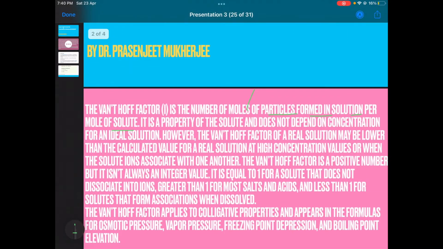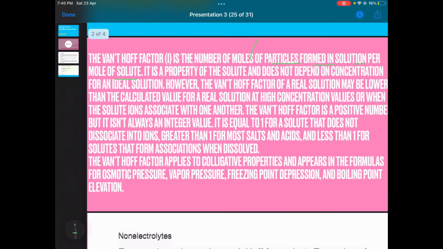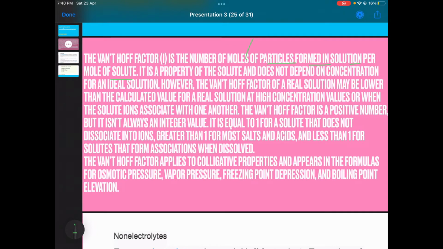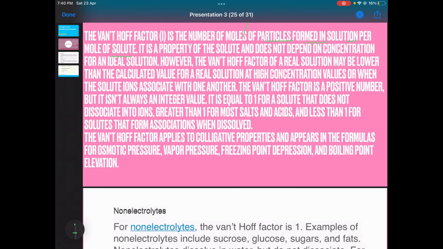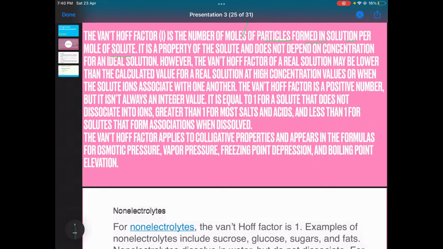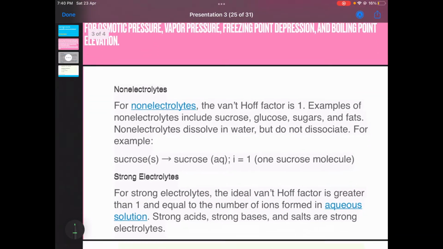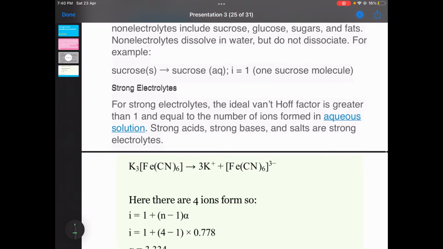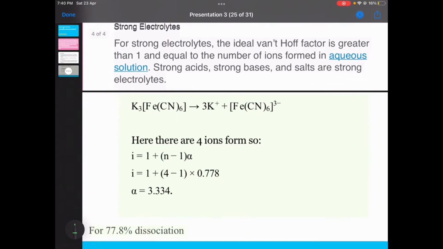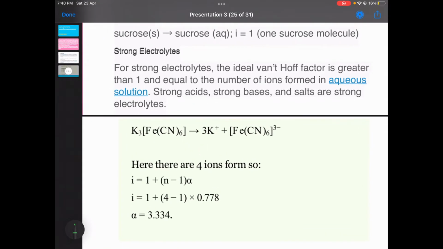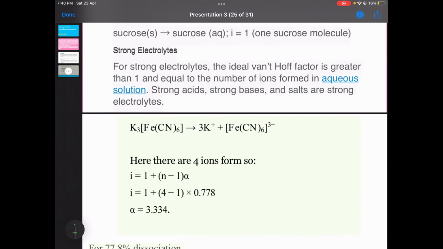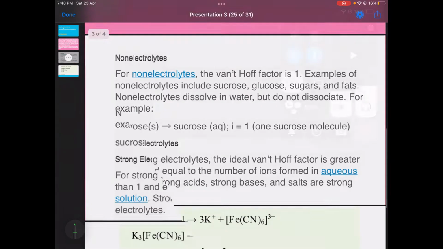But remember, the Vant Hoff factor of the real solution may always be lower than the experimental values. So this has to be represented, and therefore the Vant Hoff factor for non-electrolytes, strong electrolytes, and all the factors are expressed here with mathematical derivations. I will explain it one by one, and the notes have been shared in the description box.